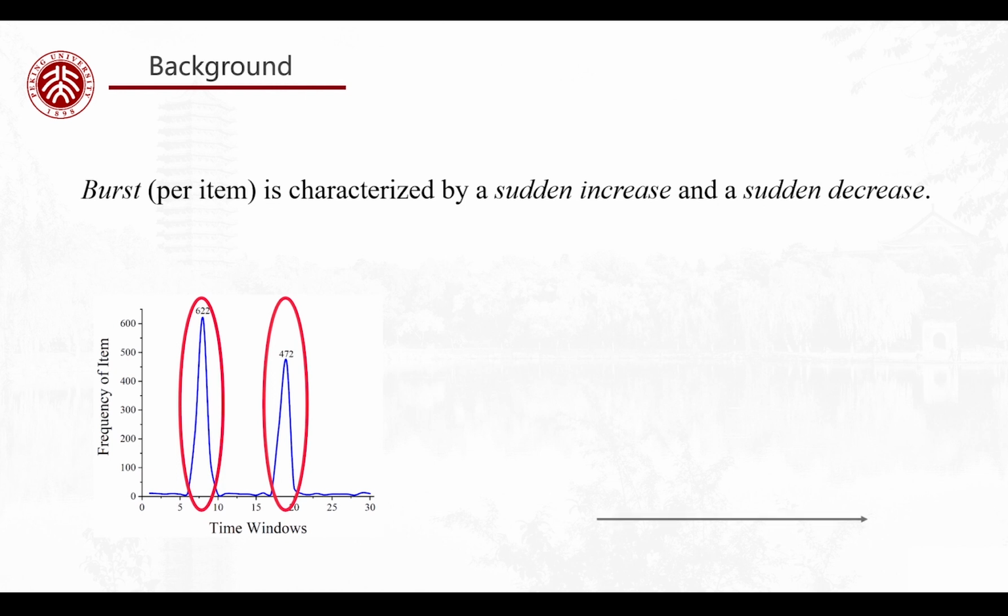Let's see another example. This is a timeline. At first, we divide the timeline into many time windows. In the first window, the item appears several times. In the second window, the item appears many more times than in the first window. Specifically, when the number of appearances in the current window is k times larger than the previous window, we regard that a certain increase occurs. In this case, the second window is the increase window.